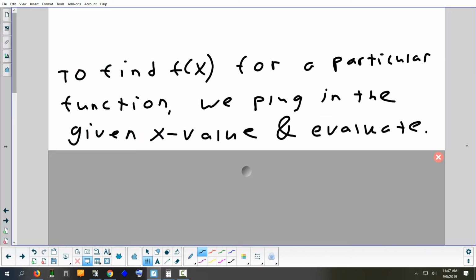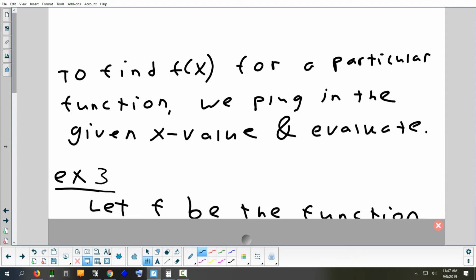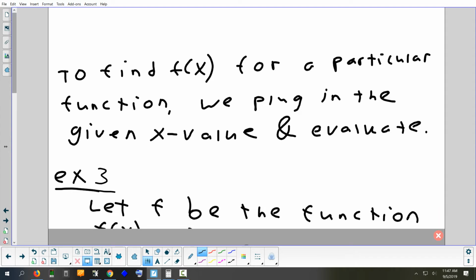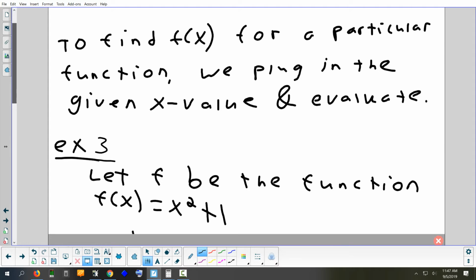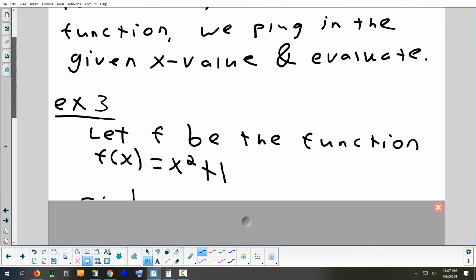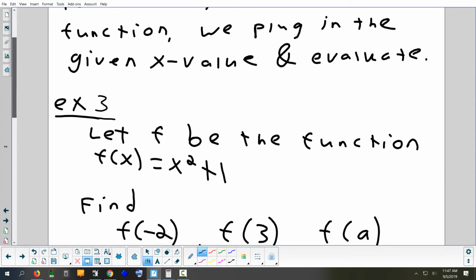Okay, so second to last thing, evaluating. Basically, that just means I give you a number, you plug it in. That's all that evaluate means. I give you something, and you plug it into the formula. I'll tell you the formula. I'll tell you what I want you to plug in. You just have to do it. So there's our formula. X squared plus 1. Right, let's plug in -2.